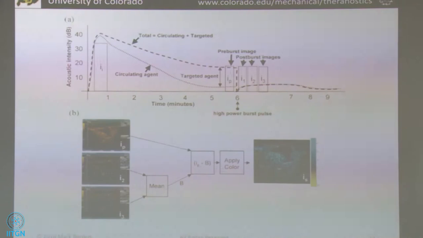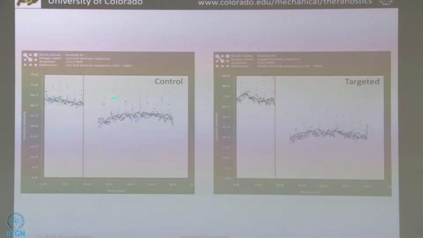This shows an example of the protocol that I just showed. So there's a pre-image here, the pre-burst images are here. The intensity from the pre-burst images is here. And then the burst pulse is at this red line. And then you wait some time and there's a reflow of freely circulating bubbles. And you can see it's following this trend, increasing with time.